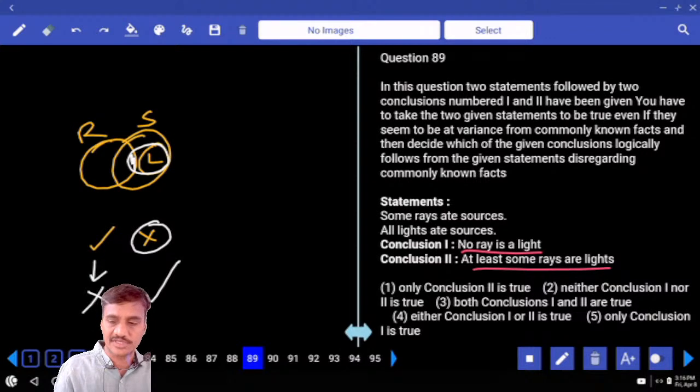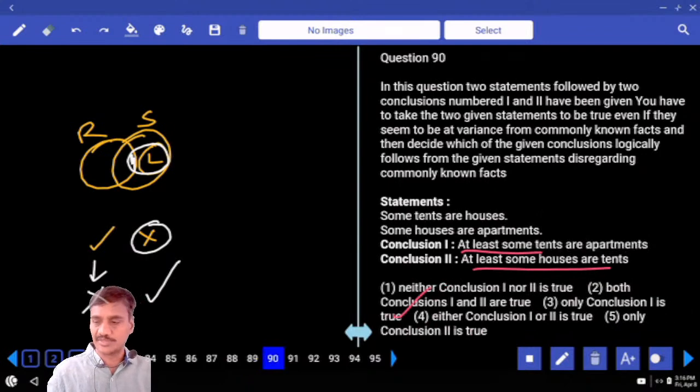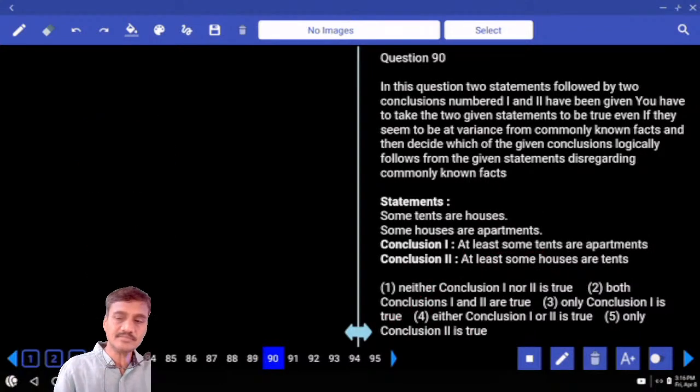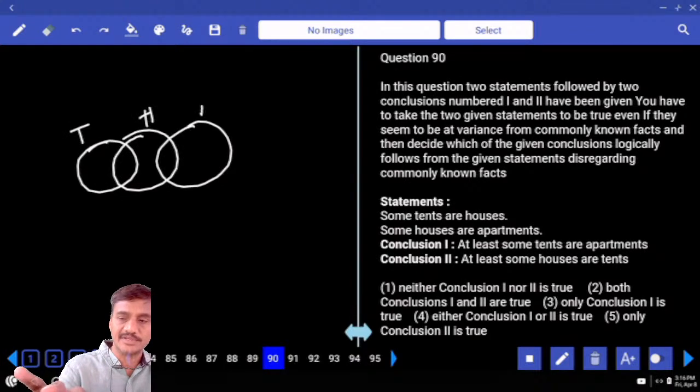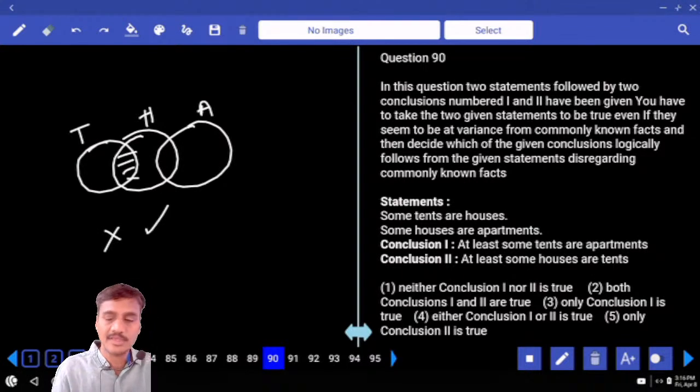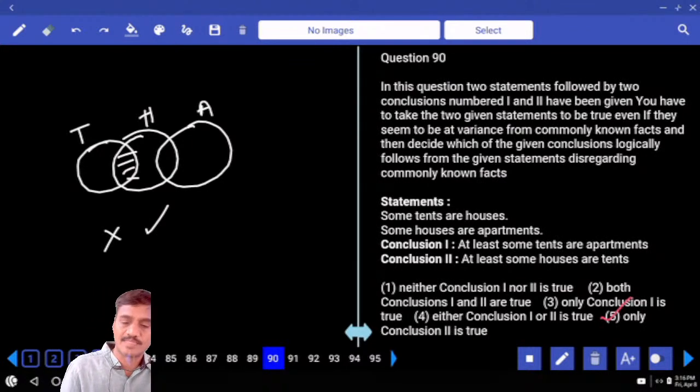And so what is your answer? Either 1 or 2, choice 4, question number 89. Then 90. Some tents are houses. Now these are the tents that are houses, and some houses are apartment, and some tents are apartment, that is false. And some houses are tents, definitely true. This is the intersection of those two. And so only 2 follows. Only 2, choice 5, question number 90.